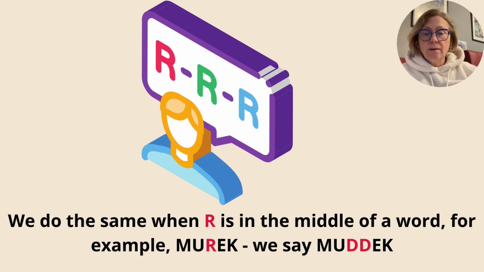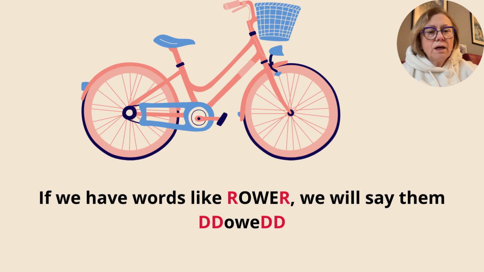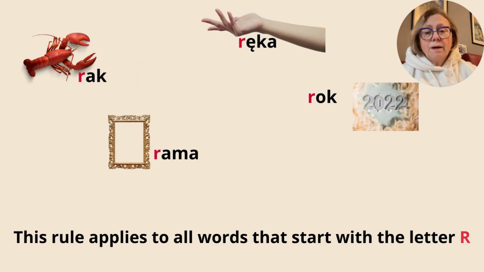We do the same when R is in the middle of the word. For example, murek, we say mudek. And at the end of the words, like mur, we pronounce mud. If we have words like rover, we will say them over. This rule applies to all words that start with the letter R.